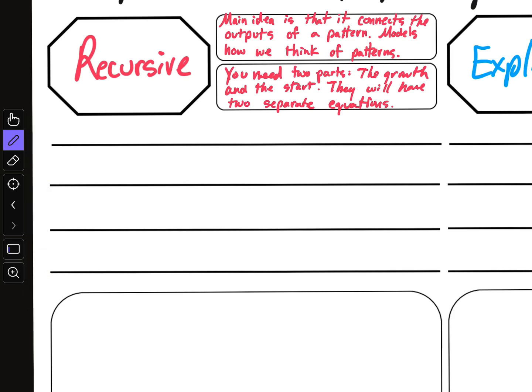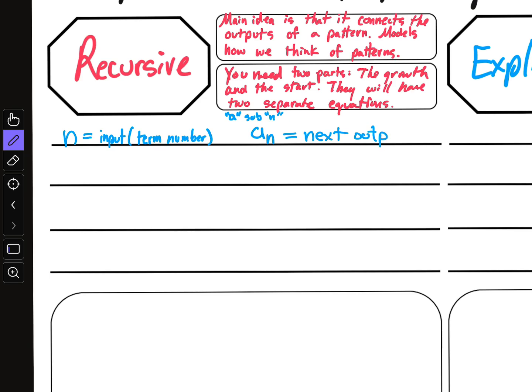Now we've got some definitions of some of the terms. We're going to have the letter n involved. The letter n basically stands for the input or the term number, like the first term, the second term, third term, fourth term, and so on. We're also going to have this term called a sub n, pronounced a sub n, because n is a subscript. That's going to be our next output.